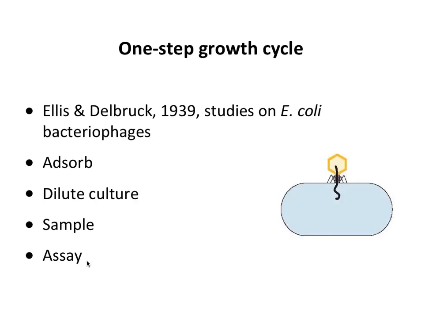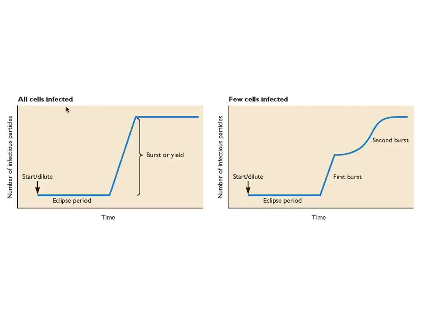Now, what did he get when he did this experiment? On the left is a graph showing the results that he got when he infected all the cells in a culture. So he put a lot of virus in so every cell would be infectious. So we're measuring with time the number of infectious particles produced. You can see initially, just after adsorption and he dilutes the culture, for a period of time he didn't detect any virus infectivity. No plaques are formed from these infected phage bacteria. He called this the eclipse period because it was a period during which no infectivity could be detected.